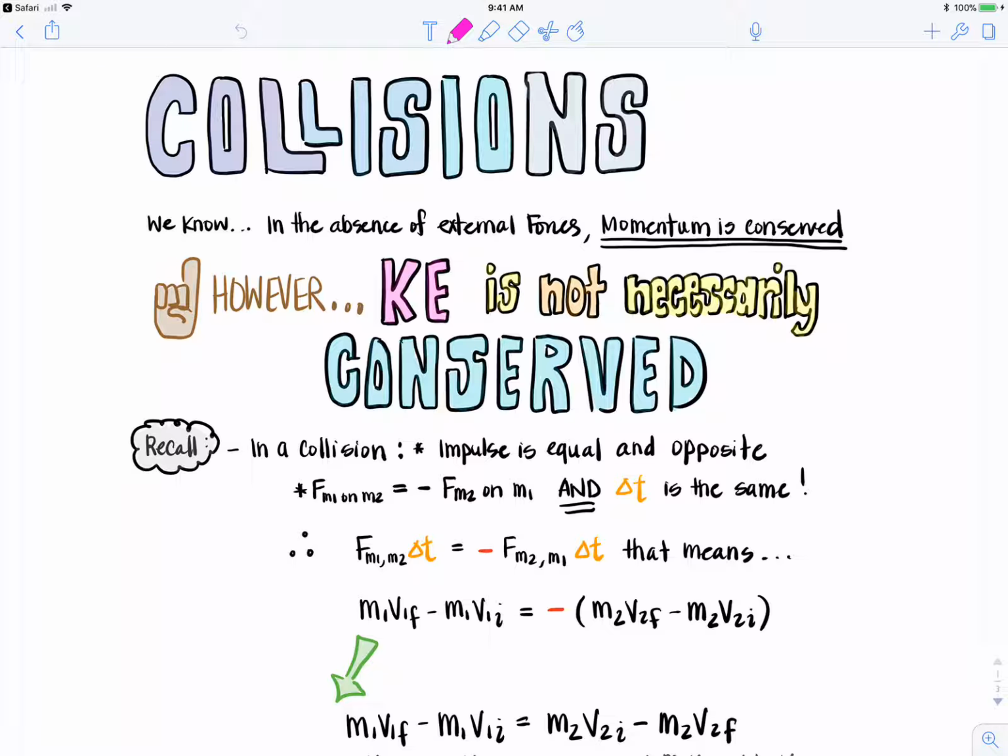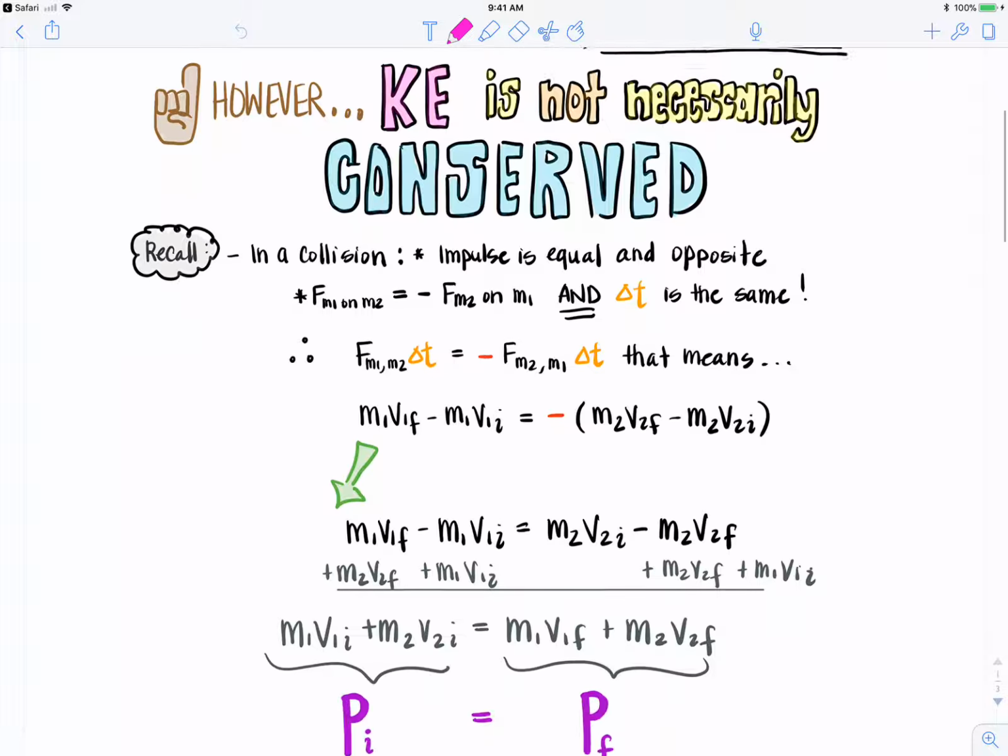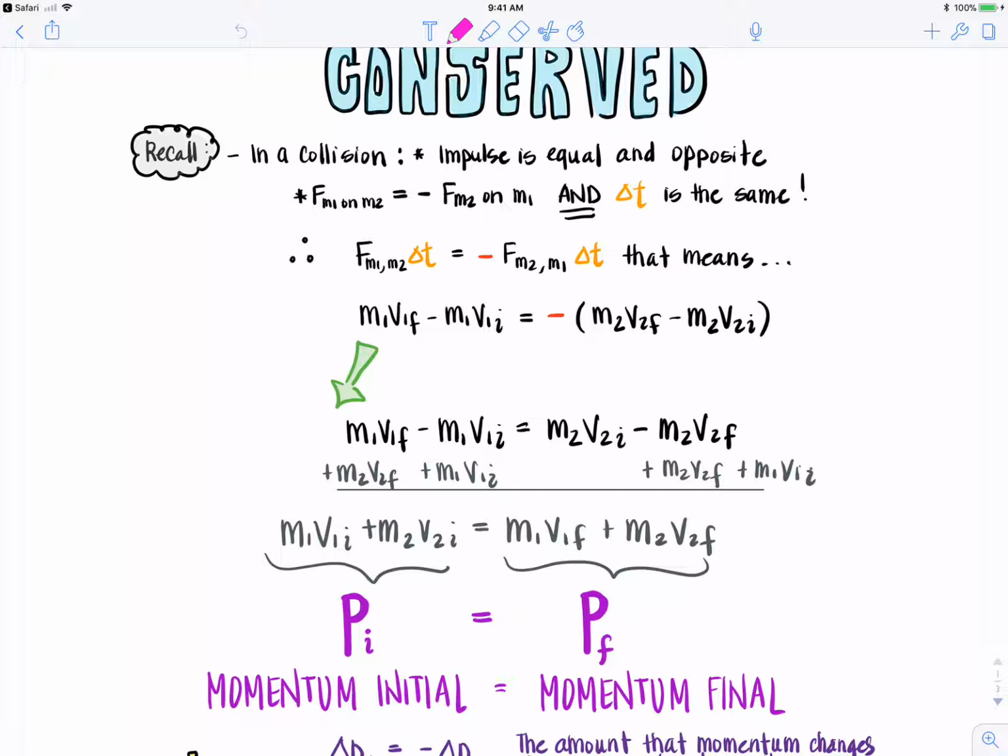Again, to recap 6.1 and 6.2, we know that in the absence of external forces like friction and air resistance, momentum is conserved. However, kinetic energy is not necessarily conserved in these collisions. A quick recap: in a collision, Pi, or momentum initial, is equal to Pf, momentum final. I'm not going to go into detail about the algebra. You can review the previous video if you'd like to go more in depth on this derivation. But just know that momentum initial is equal to momentum final.